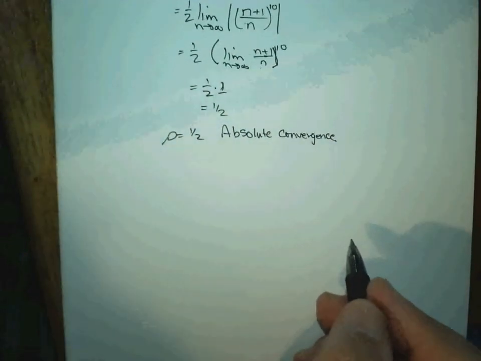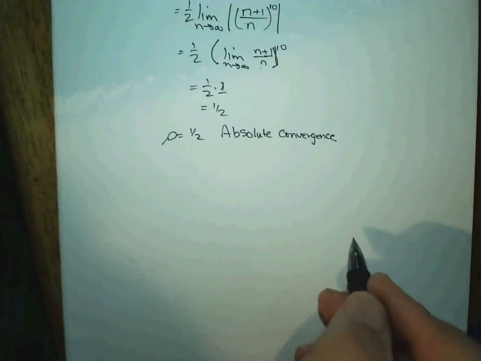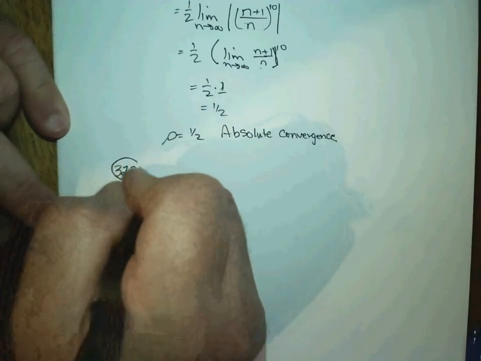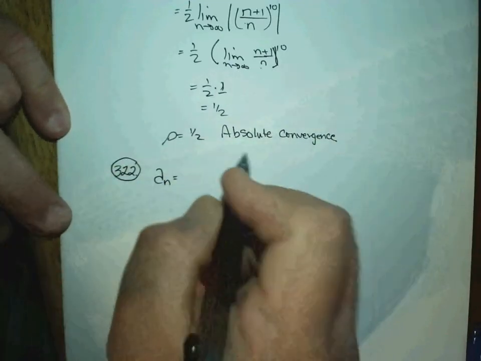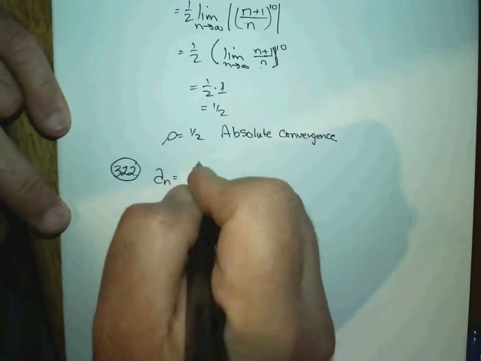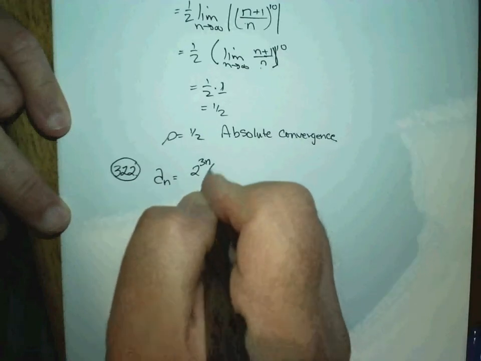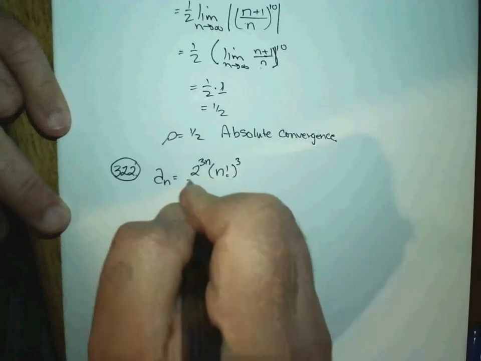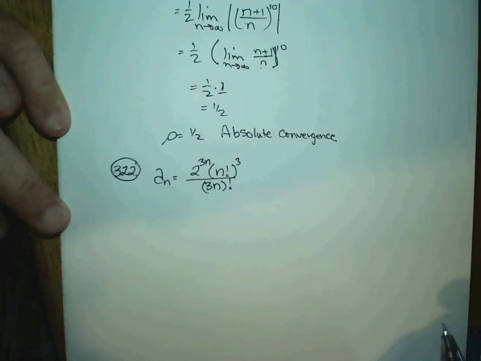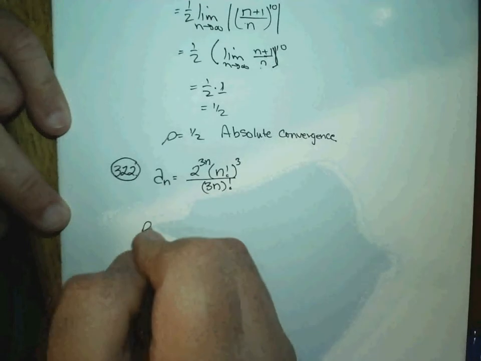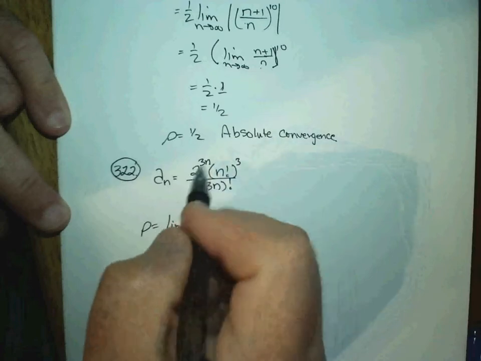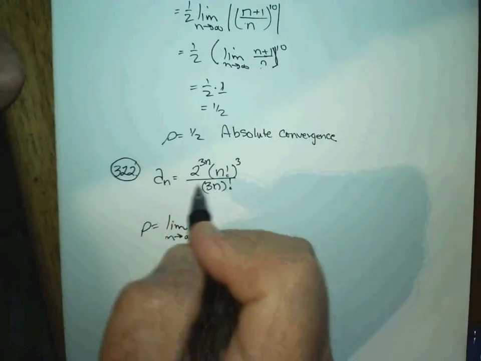Let's take a look at number, what's next? 322. Where the a sub n, or the series, is given to you, but the a sub n is 2 to the 3n times n factorial cubed divided by 3n factorial. Okay? So that means your rho, the limit as n goes to infinity of this a n plus 1. All these n's have to be increased by 1.